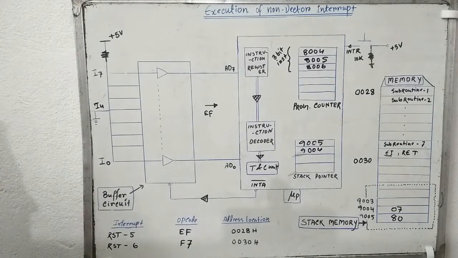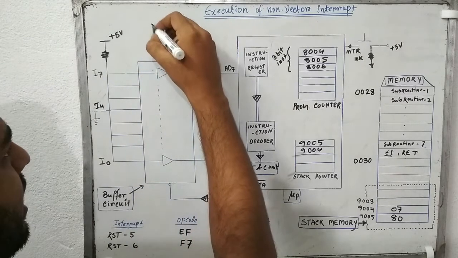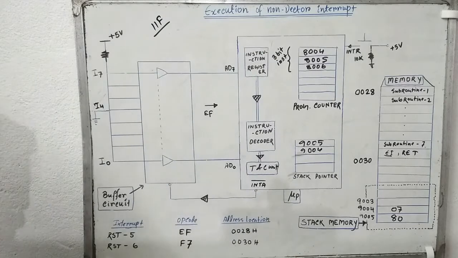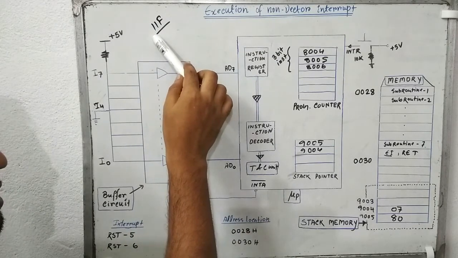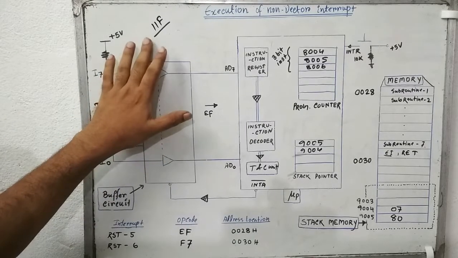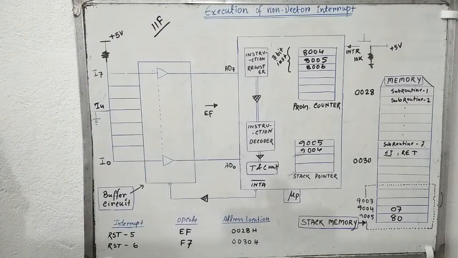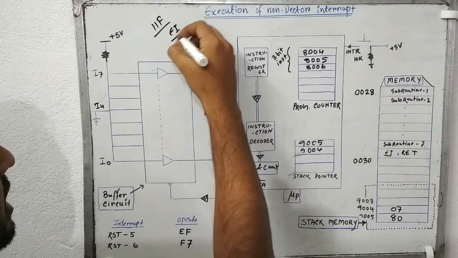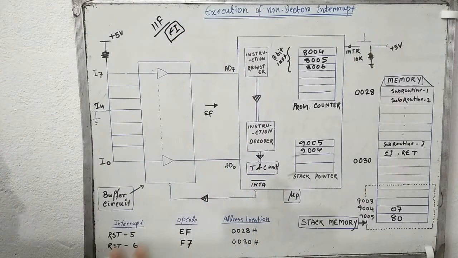So now my question is, how does the microprocessor process or execute this non-vector interrupt? First we need to enable the IIF of the microprocessor. So IIF, what does it mean? It means internal interrupt flip-flop. So how does the microprocessor enable this flip-flop? To enable this internal interrupt flip-flop, we need to write an EI instruction, enable interrupt, in the main program.